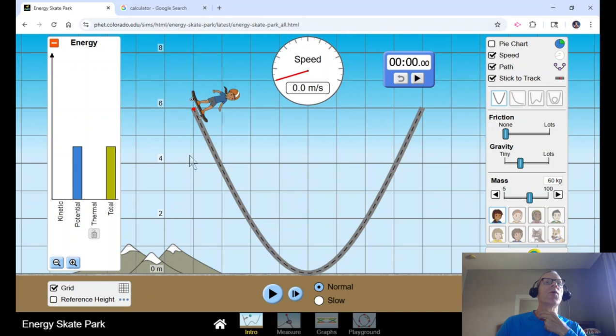And over here we have the energy. So right now, notice at the top, she's all gravitational potential energy and no kinetic energy. Well, for one thing, it's frozen. But once we hit start, you'll notice that the bar will be a large amount of potential and almost no kinetic.